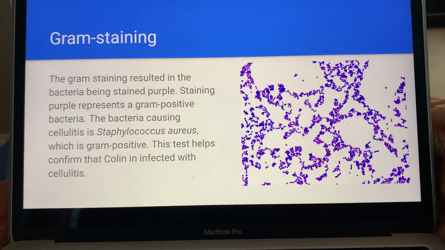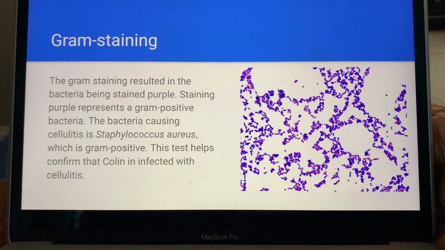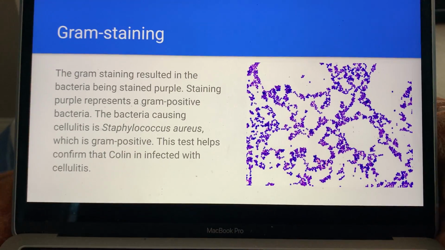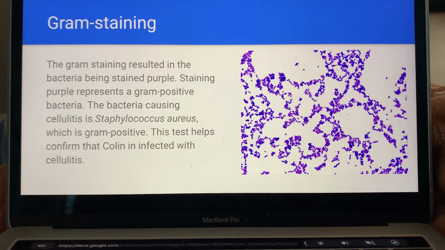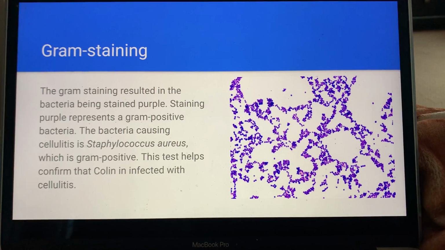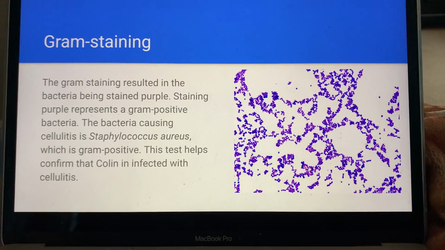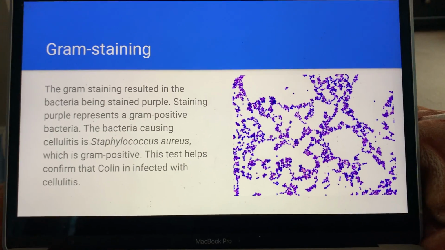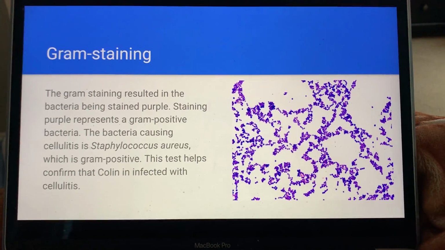causing the cellulitis. So this is the gram staining, and as you can see, it is purple and it has clusters. The gram staining resulted in the bacteria being stained purple. Staining purple represents, as I said before, a gram-positive bacteria. So the bacteria causing cellulitis is Staphylococcus aureus, gram-positive. That's the first check mark on my list.